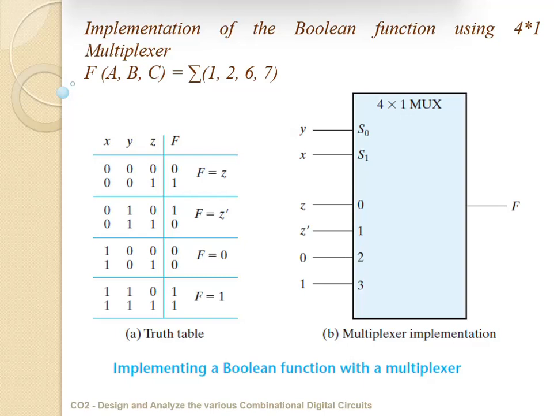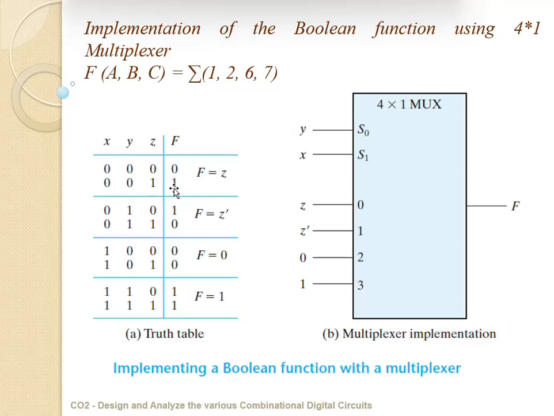Now we can use the input variables as select lines. Here we are going to use X and Y as select lines, and we are going to obtain the function F in terms of Z. Based on the values of XY, you can group it as 0 0, 0 1, 1 0 and 1 1. Now we are going to compare F with Z and obtain the function in terms of Z.